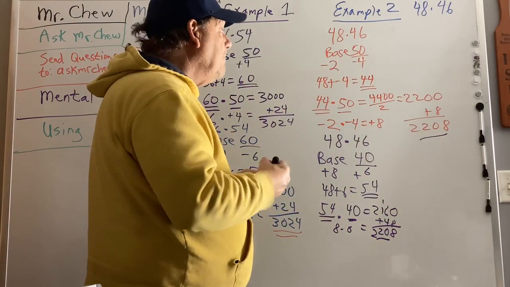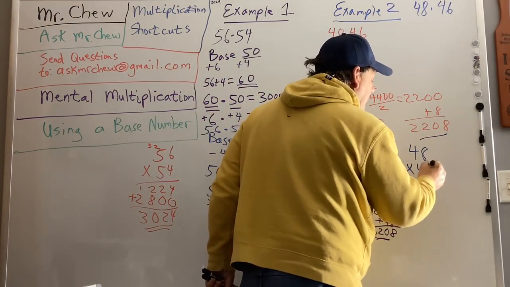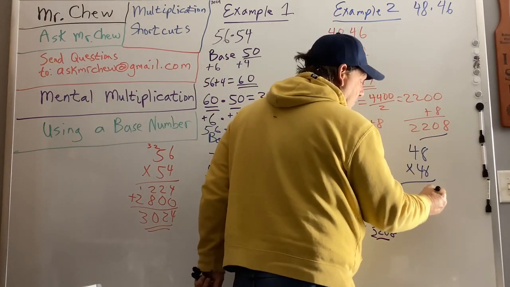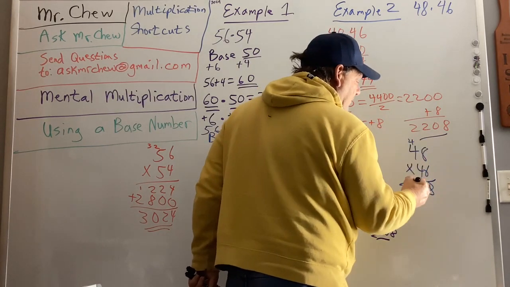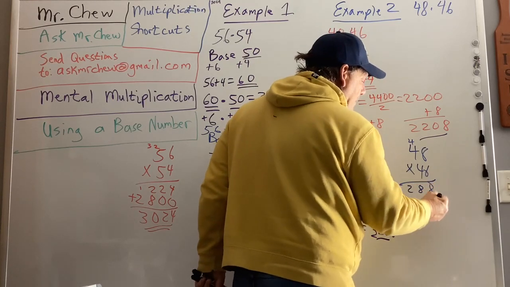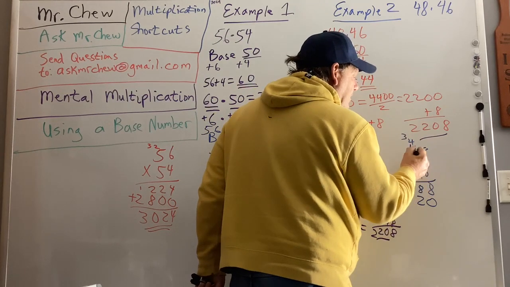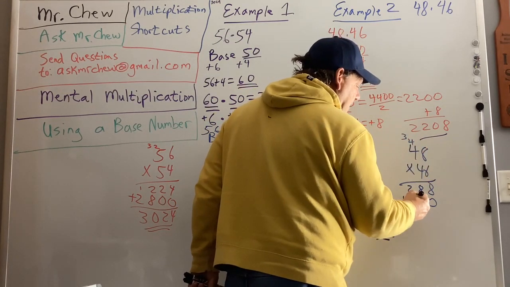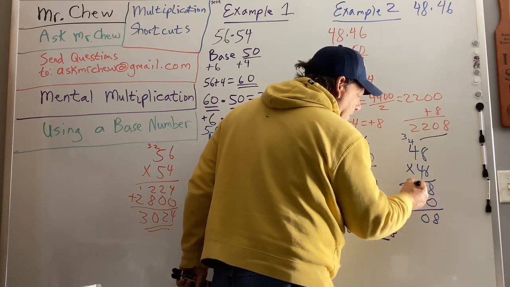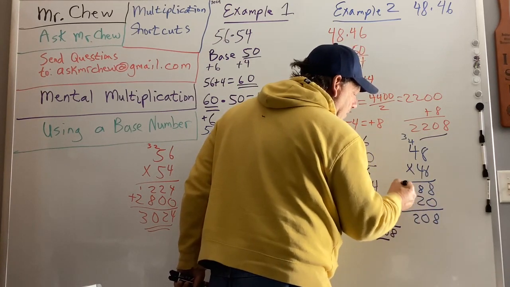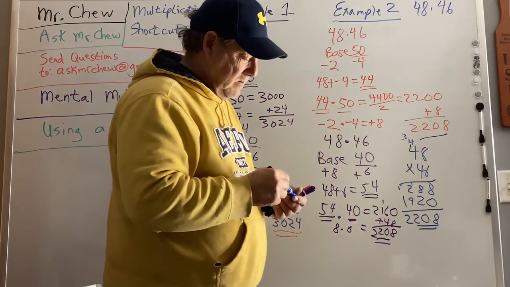Now to check that and make sure it's really true, take your 48 times your 46, 6 times 8 is 48, carry the 4, 6 times 4 is 24, plus 4 is 28. Hold my place value, 4 times 8 is 32, carry the 3. 4 times 4 is 16, plus 3 is 19. And when I add down, I get 8, 0, carry the 1, carry the 1, 2208, 2208.